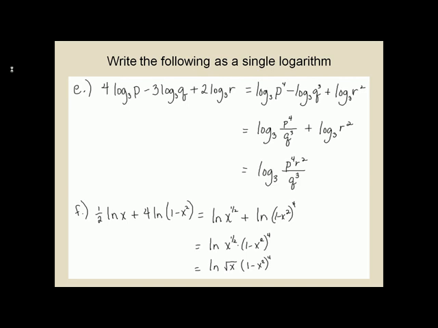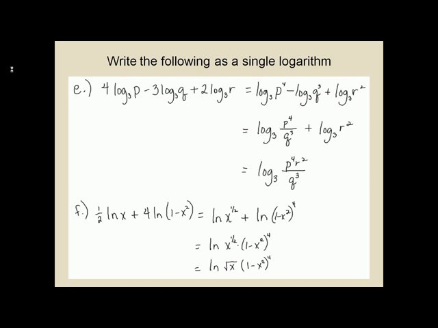Part F, I have 1/2 ln x plus 4 ln of 1 minus x squared. Again, I have coefficients out in front of the ln's. I can't combine ln's as long as coefficients are in front, so I'll move those back into the power position using property 3. So that's ln of x to the 1/2 plus ln of 1 minus x squared to the 4th. Now I have an ln plus an ln, which I can write as one single ln using multiplication, or combining those two arguments as a product. So that's ln of x to the 1/2 times 1 minus x squared to the 4th.